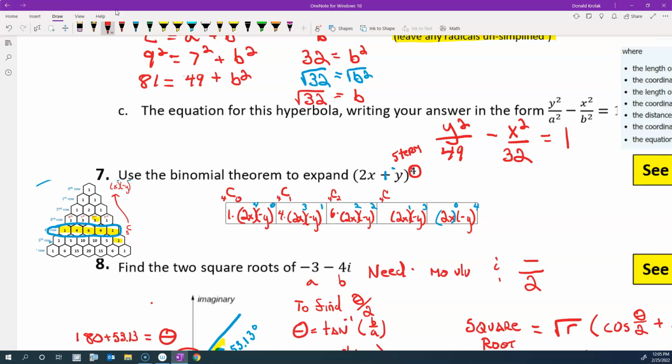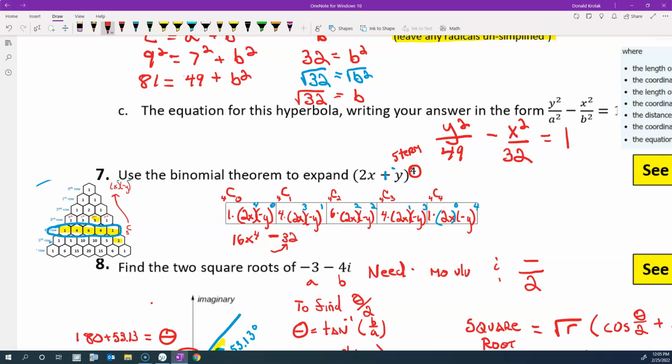Okay, 4 choose 3, 4, and then 4 choose 4, 1. And now we've got to simplify it all. So our first one, we're going to have 2 to the 4th, 2 times 2 times 2 times 2, that's 16x^4, negative y to the 0. Next one is going to be a minus because negative y to the first is negative. And I'm going to have 4 times 2 to the third. 2 to the third is 8. 8 times 4, that's 32.